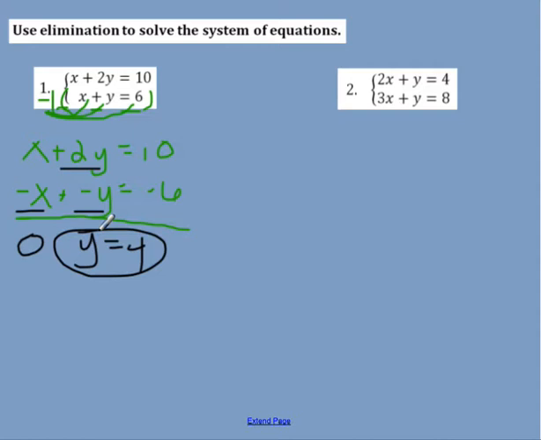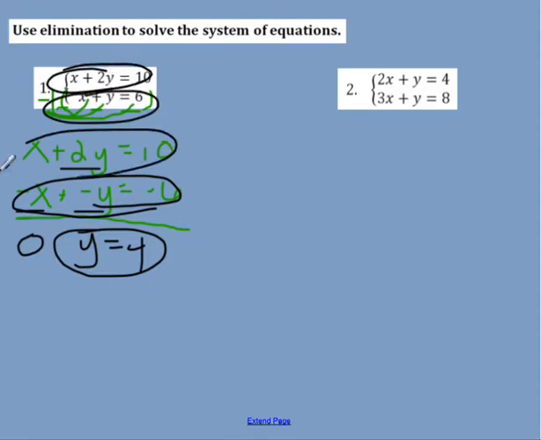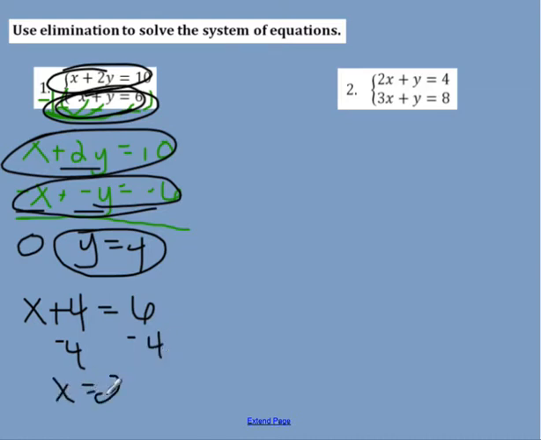Now I can take any equation. I could take this one, this one, this one, this one. It doesn't matter. I can plug it into any one I want. I'm going to plug it into this one. So I'm going to write x, and then I took the y out, and now I'm going to write in 4. I know y is equal to 4, so I can put that in. Is equal to 6. So now I'm going to subtract 4 from both sides, and I get that x is equal to 2.